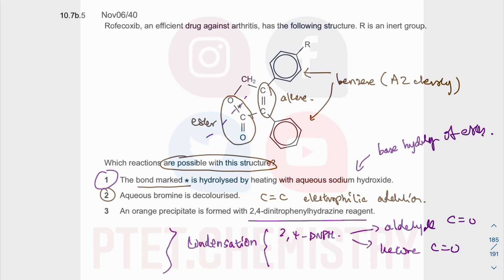All right, so you don't get an orange precipitate there at all because you do not have an aldehyde or ketone in this molecule. It all comes down to identifying functional groups correctly, and identifying the type of reactions associated with a functional group. All right, so 1 and 2 are correct. That's option B. This is the end of these 5 question tutorials of the section B topical MCQs.